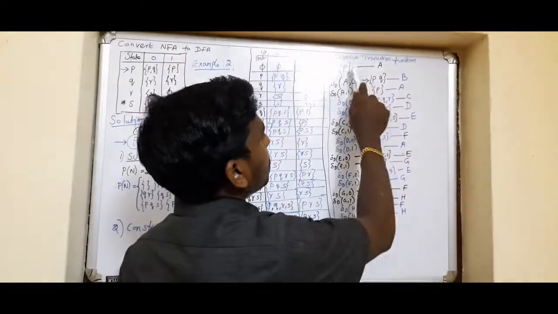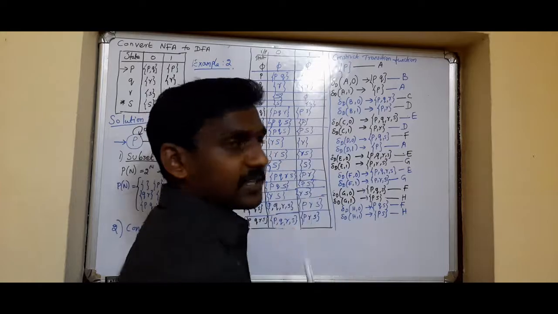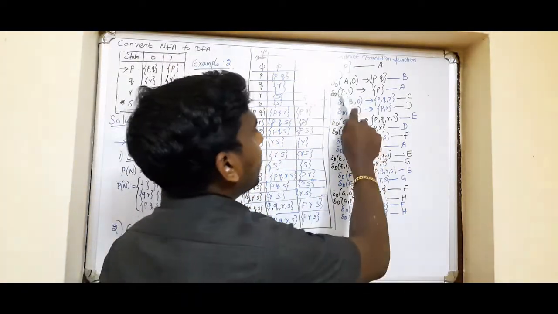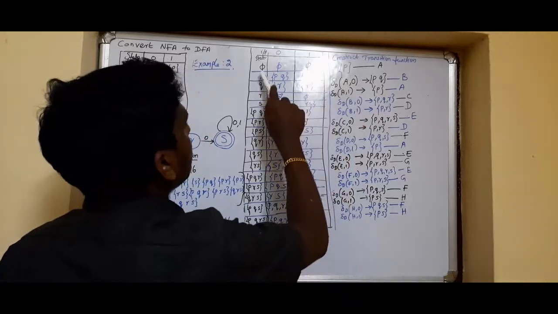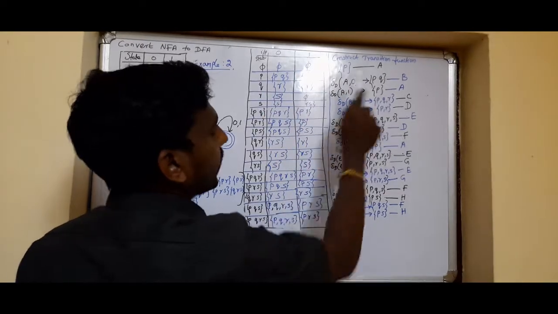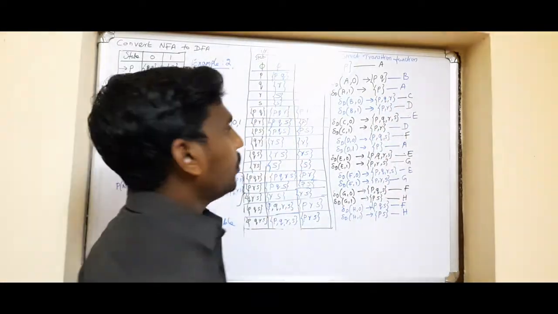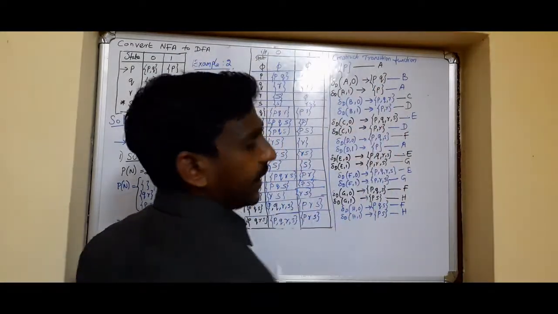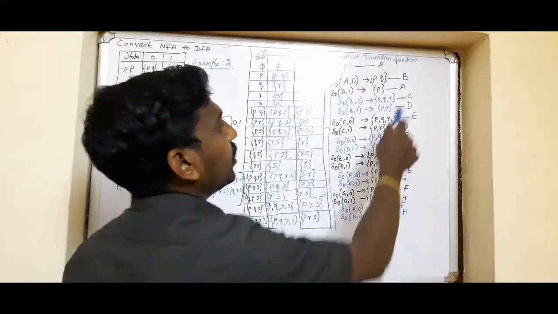This is a new state because P is an old state. So PQ is a new state, so I have to mark it as B. And A comma 1, I get P. See, A comma 1. A means P. So P comma 1 I will get P. That's what I returned here, right? So P is a new state or old state? P is an old state. That is P, A. That's what I returned as A here. Okay, and then I got a new state B.